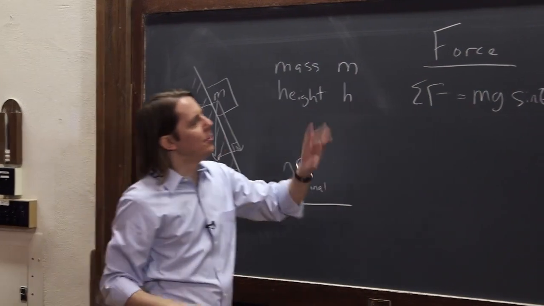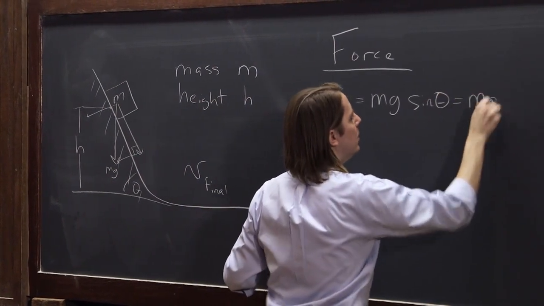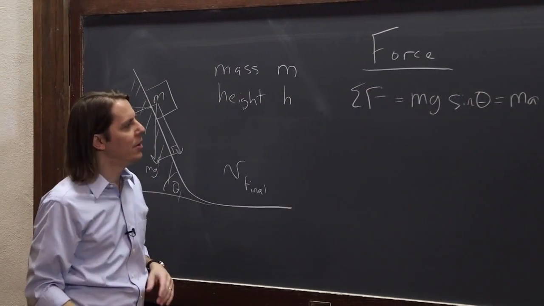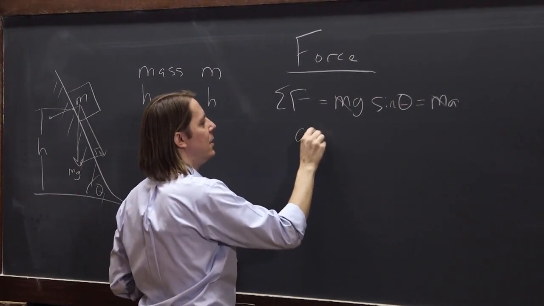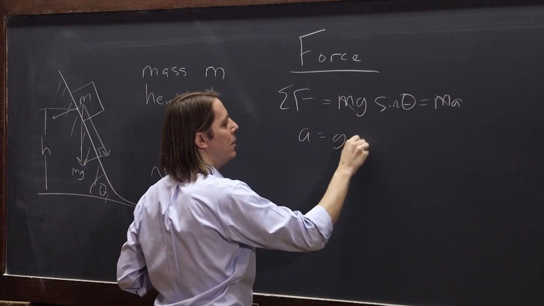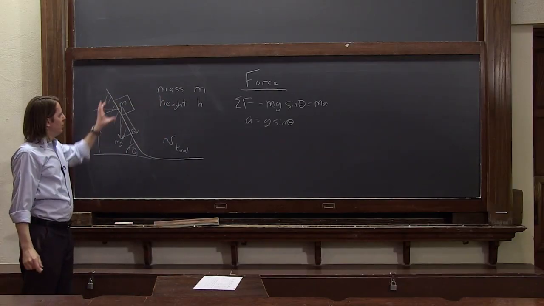So the way I've written it, the sum of the forces equals mg sine theta, and therefore it also equals, as always, ma, Newton's second law. So you would look at this and you'd cancel the masses, and you would say the acceleration of this thing is g sine theta. Okay? So that's what it's doing.